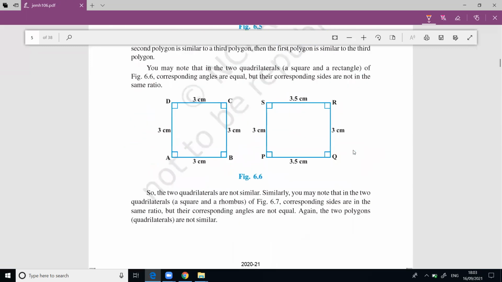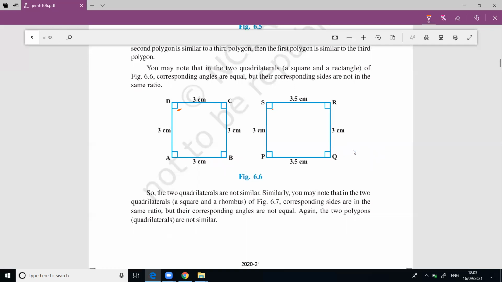Now see here, this first one is a square, second one is a rectangle. So they are not similar. They are not similar because, although their corresponding angles are equal, because angle D and angle S both are 90 degrees, in the beginning I told you that two conditions should be satisfied for any two figures to be similar.